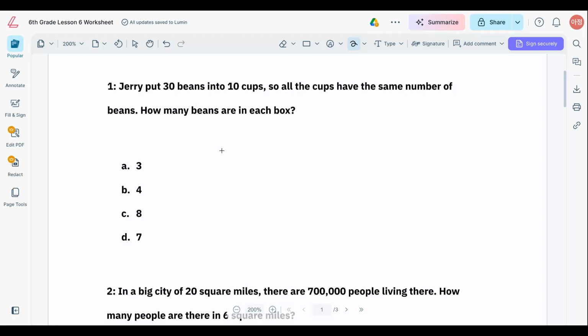Jerry put 30 beans into 10 cups, so all the cups have the same number of beans. How many beans are in each box or cup? Let's fix that to cup. So he has 30 beans, and he's equally distributing them into 10 cups, so we just divide them by 10. And so 30 divided by 10 is 3. So A is the right answer.